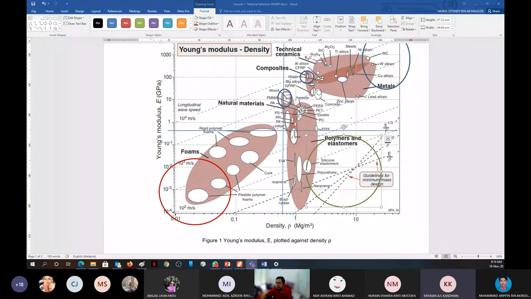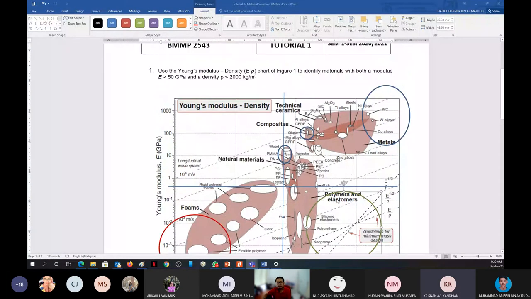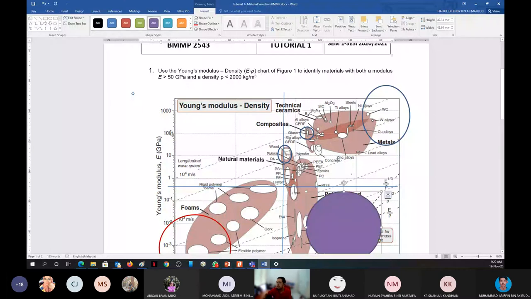So you can understand: anything on the left side of the graph is lighter, and this one has heavier density, meaning heavy. Okay, thank you. So this, and then if I draw another.